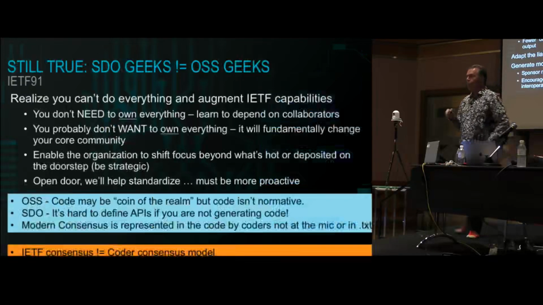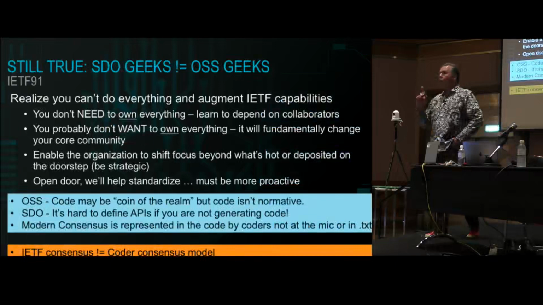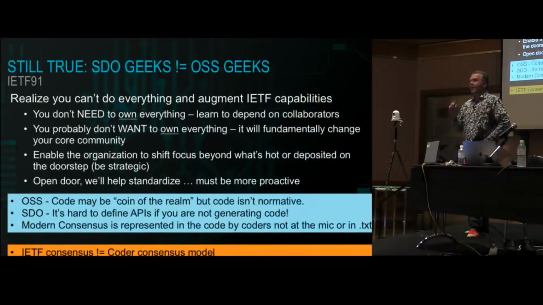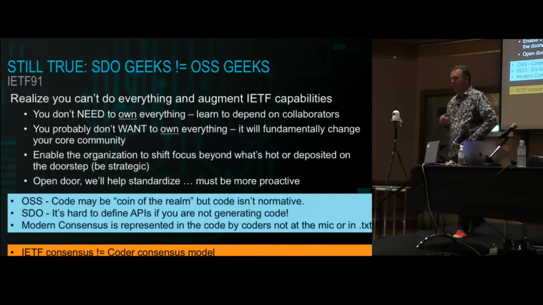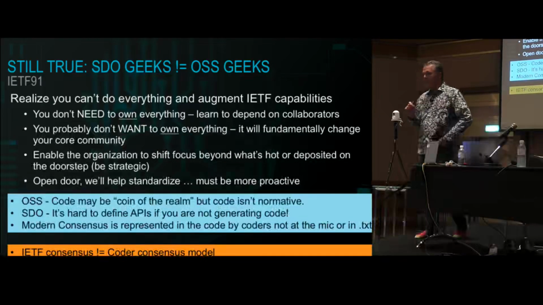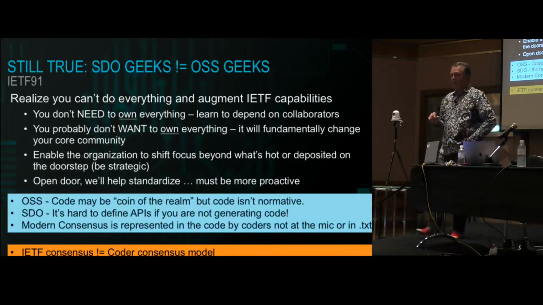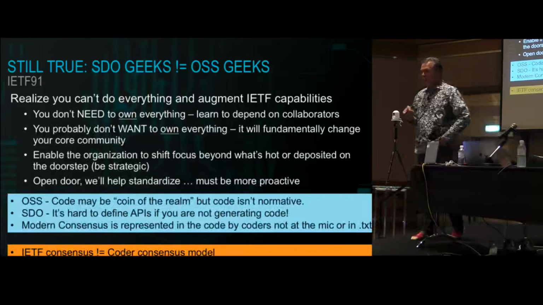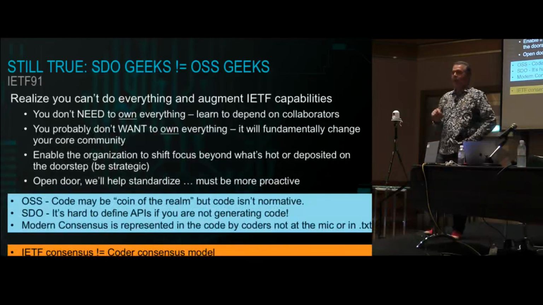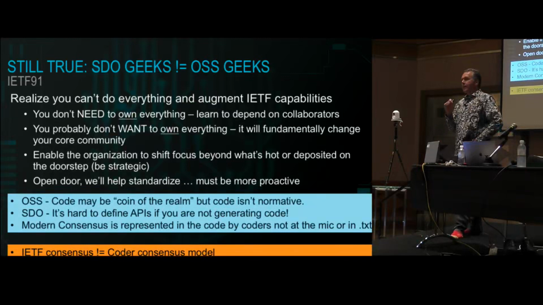And more running code now. What is still true is that standards geeks don't necessarily make the best open source geeks, and that's just a claim from our argument here. And really, the point is that in open source, code is the coin. Again, it's hard to define APIs and standardize them if you're not involved in the code. And consensus in open source communities is evolved by the state of the code and the coding community.